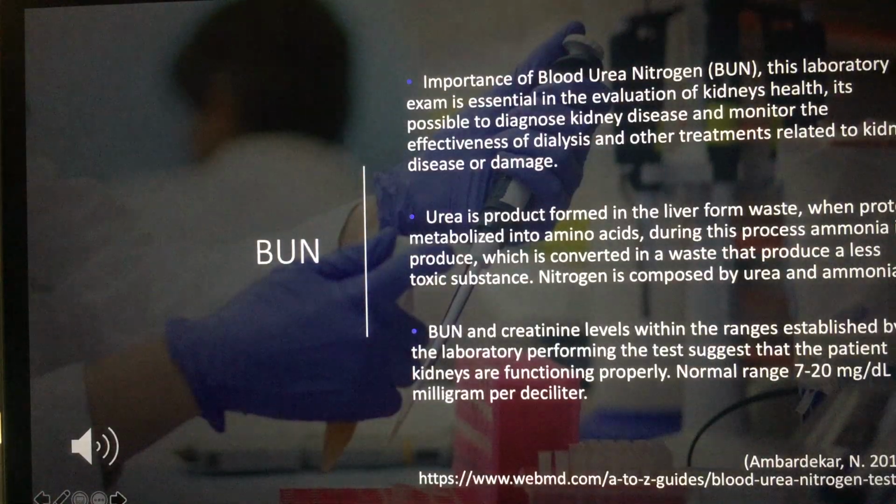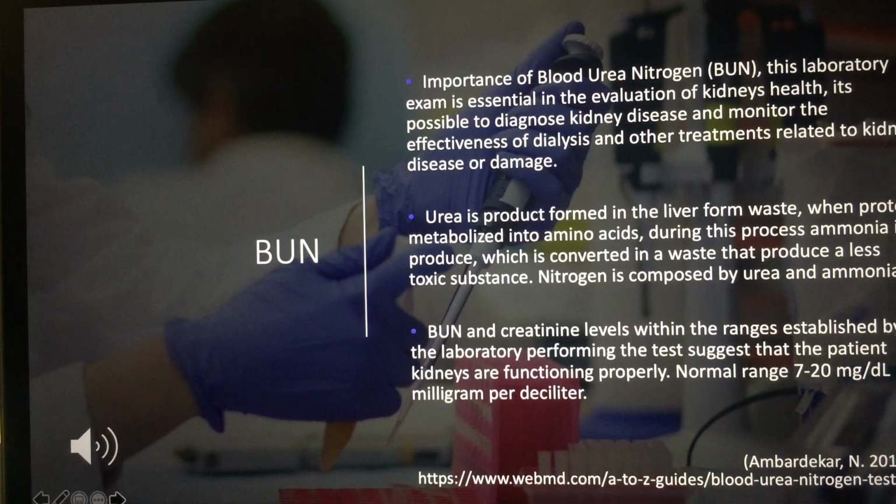Blood urea nitrogen evaluates the health of your kidneys. What is being tested is the urea, a waste product made in the liver when protein is metabolized into amino acids and produces ammonia. This process converts it into a less toxic waste product, urea. This test measures the blood urea nitrogen, BUN, levels in the blood. The nitrogen is a component of both ammonia and urea.